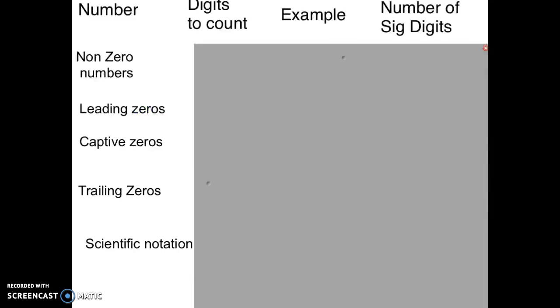All right, so here's what I would recommend doing is I'd recommend pausing and writing out this chart because this is something you're going to want to have in your notes. So pause your video now and write out the chart.